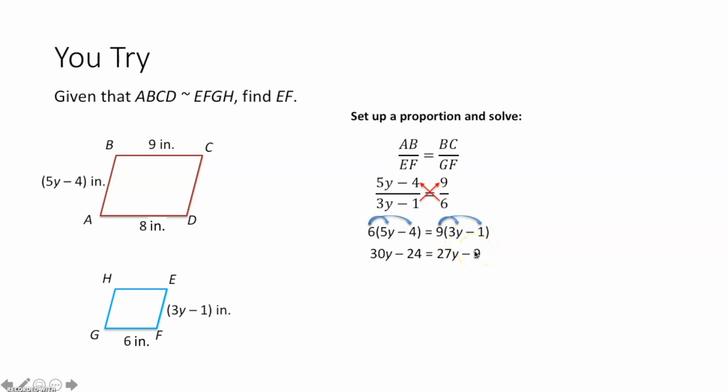Sweet. So I simplified. Now I need to move. Move variables to the left. How do I do that? Well, this positive 27y has to go over here. So since it's positive 27y, I do the opposite. I subtract 27y from both sides. These cancel each other out, and 30y minus 27y gives me 3y.